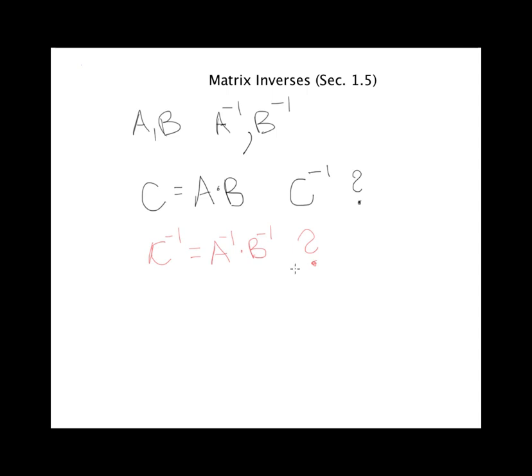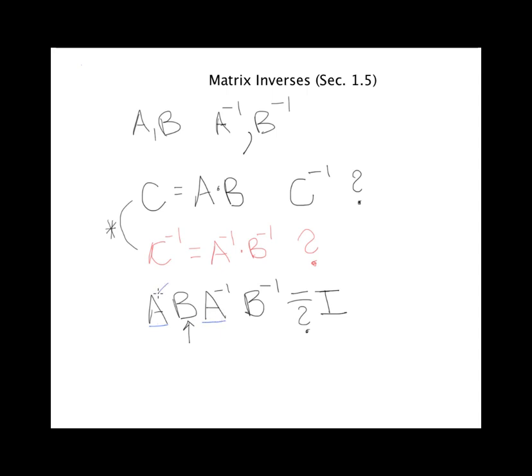But if you think about it, let's see if that's true. Well, let's multiply C times our proposed C inverse, and see if we get the identity. Well, C is A times B, and then you multiply that times A inverse, and multiply that times B inverse, and if I have the right formula, that had better give me the identity. Well, the problem is that this B here is stuck in the middle between the two A's. I'd like to cancel these.